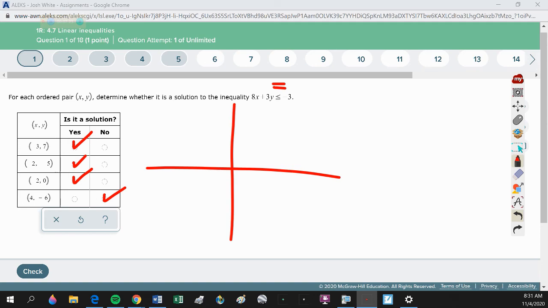So I cover the x. What does y equal? Negative 1. So my y-intercept is negative 1. Okay? Cover the y. What does x equal? Negative 3/8. So here's negative 1, so negative 3/8 would be right there. So here's the graph.